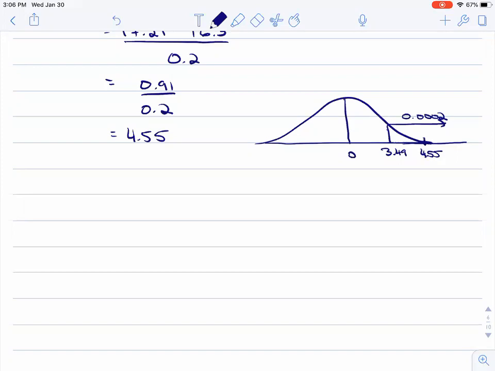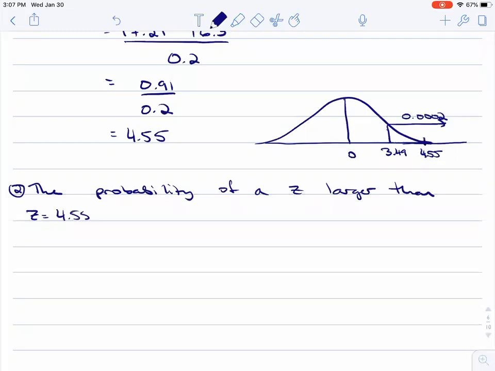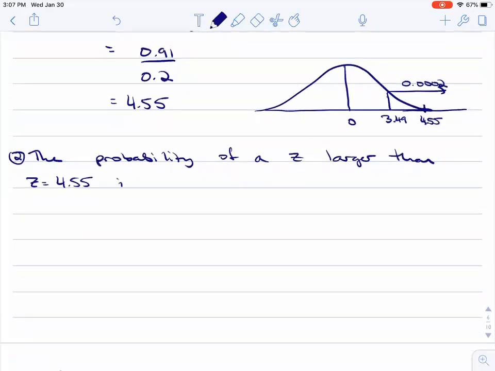I was going to write out the one that we could say, but I'm going to skip it because we're not going to say it. The probability, I guess this is step 2, of a Z larger than Z equal to 4.55 is approximately 0.